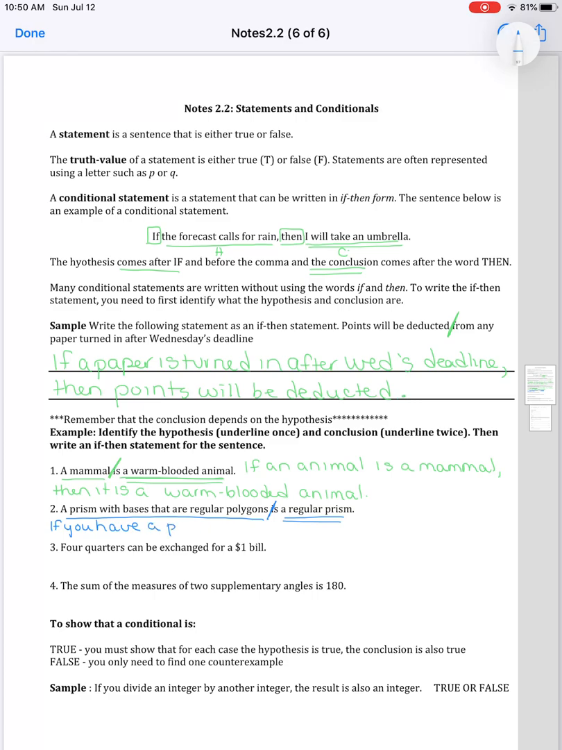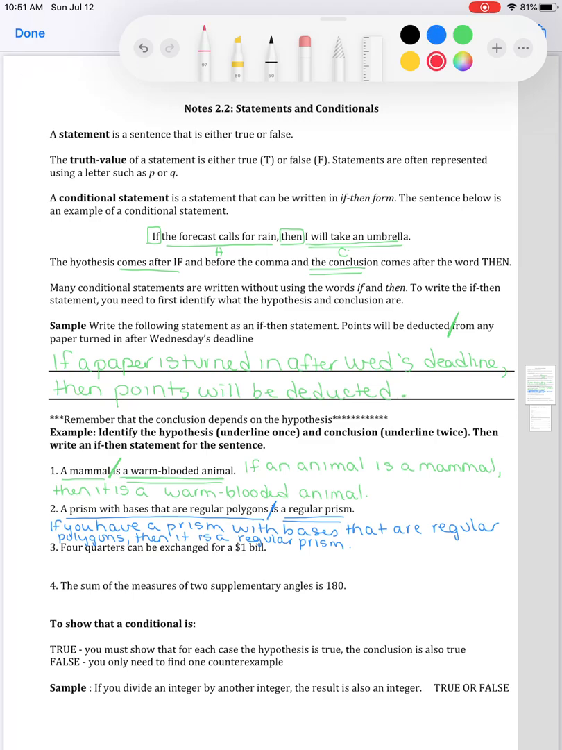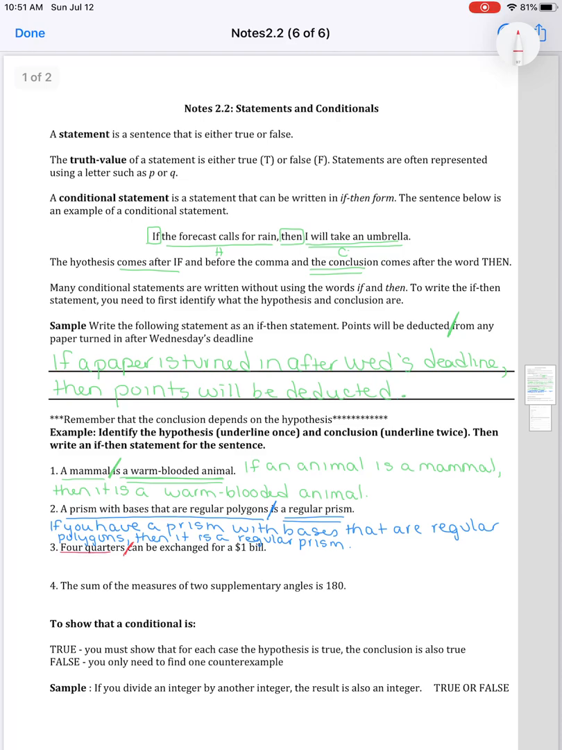So some version of something that you can say could be, if you have a prism with bases that are regular polygons, comma, then it is a regular prism. Okay? All right, next one says 4 quarters can be exchanged for $1.